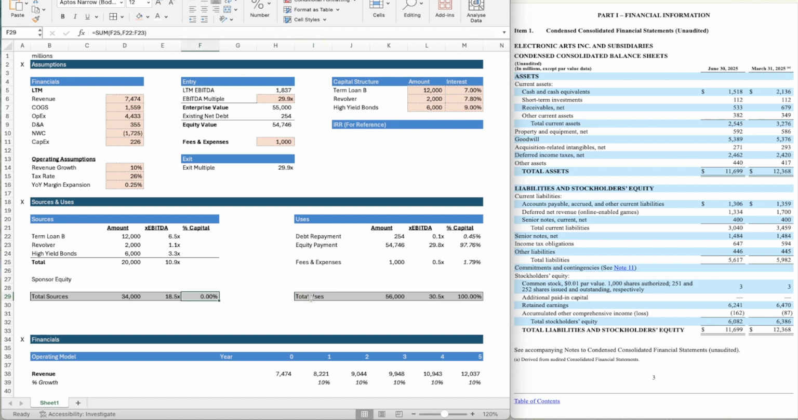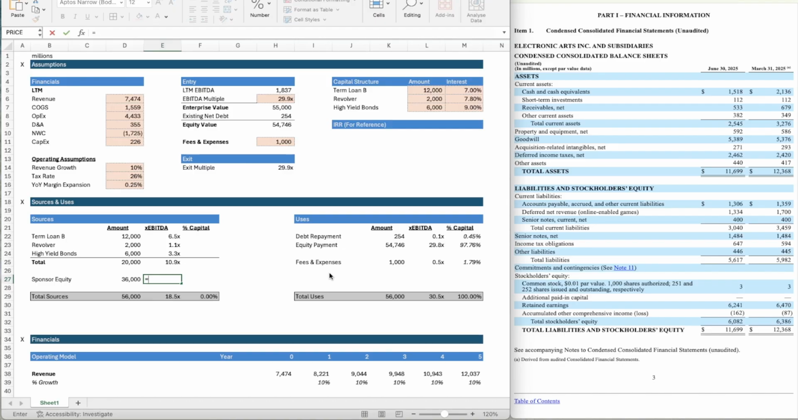So to work out what the sponsor equity is, we know what the debt is. To work out what the private equity has to put in, we put this one equal to there. So we have our 56 billion there. Then the sponsor equity will now equal the 56 subtract 20, and that gives us the sponsor equity.